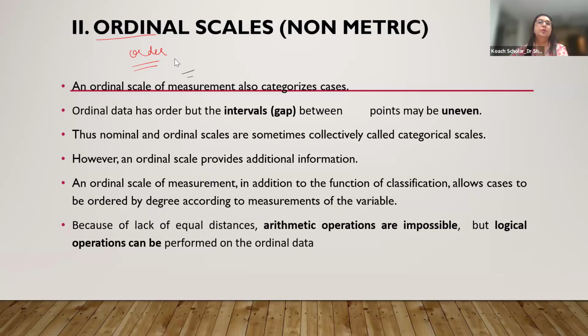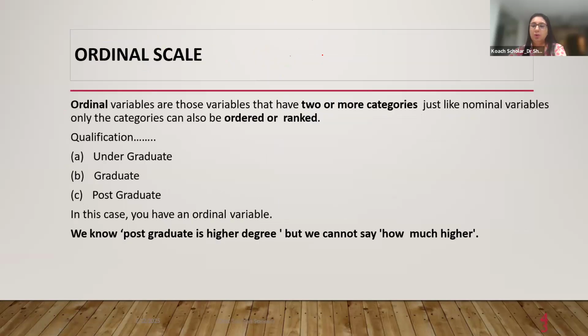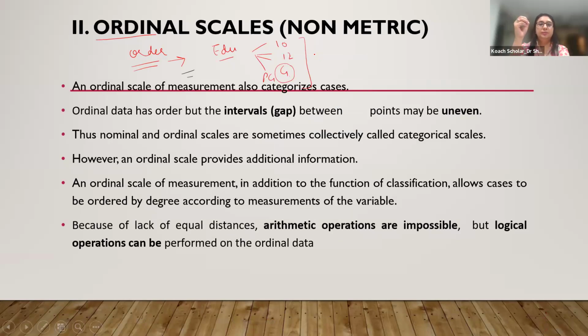Ordinal scale means order, when you're doing it, following an order. So what do you do? For example, you have education. 10th, 12th, graduation, post-graduation. What is an order? आप 12th 10th के बाद ही करते हो, ग्रेजुएशन इसके बाद करते हो, इसके बाद करते हो. So you know that the person who is a graduate is better qualified than a 12th pass. A person who is a postgraduate is better qualified than a graduate. So what is the order? And you know that this is better than that. But how much better, you can't predict.